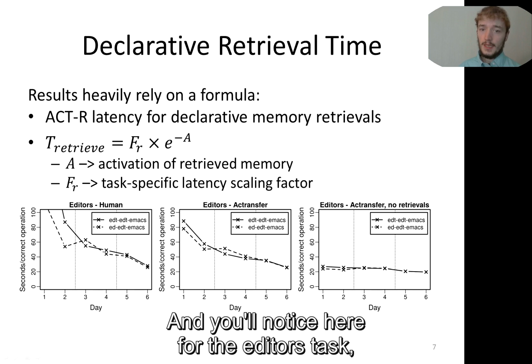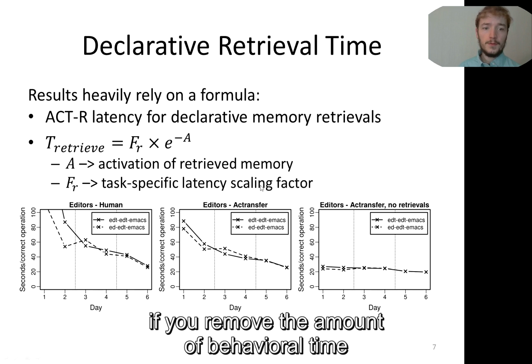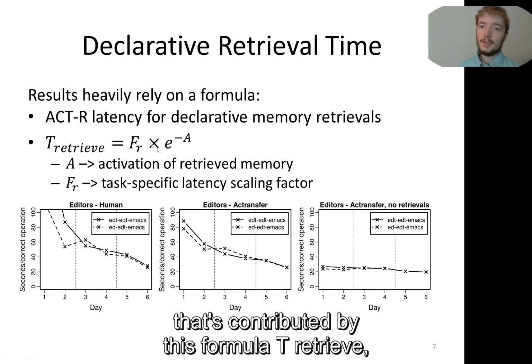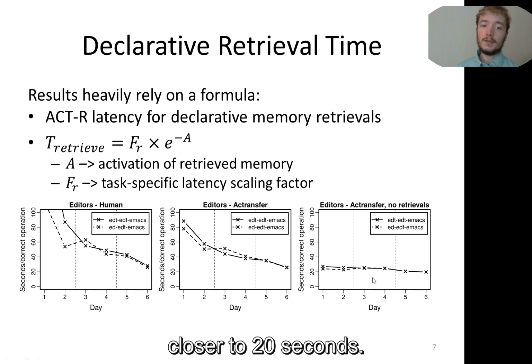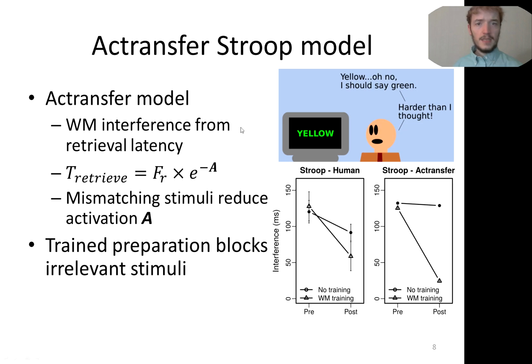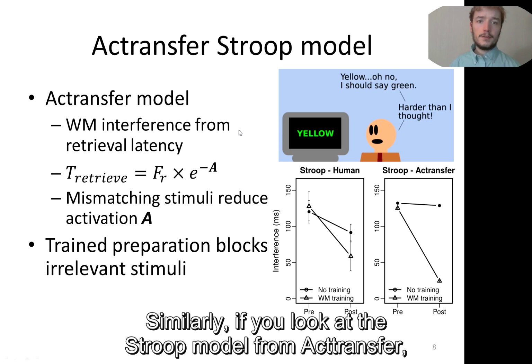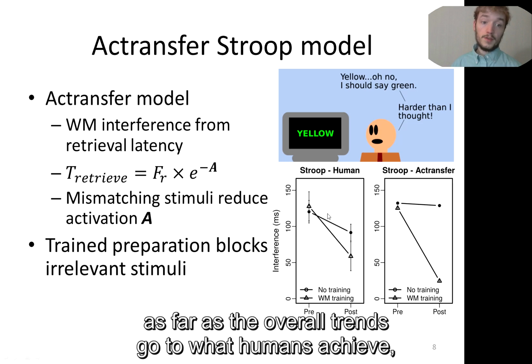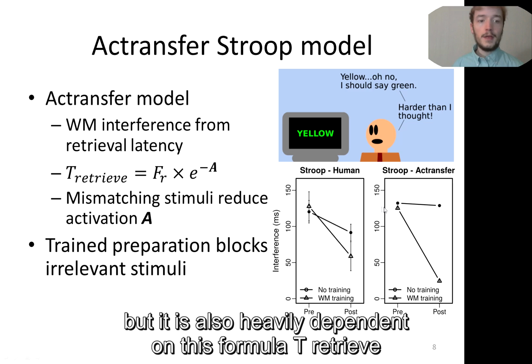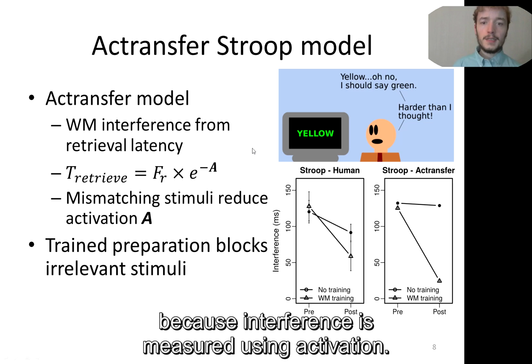And you'll notice here for the editor's task, if you remove the amount of behavioral time that's contributed by this formula, T-retrieve, the behavioral profile becomes very flat and closer to 20 seconds. Similarly, if you look at the Stroop model from ACT-Transfer, first, its performance is very similar as far as the overall trends go to what humans achieve, but it is also heavily dependent on this formula T-retrieve because interference is measured using activation.